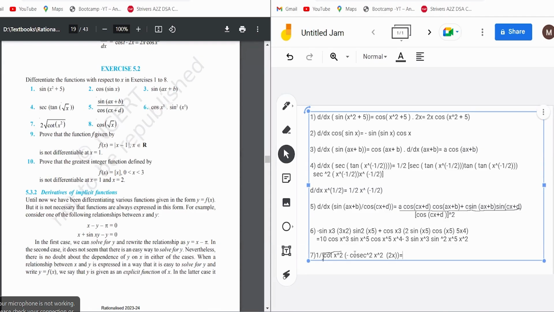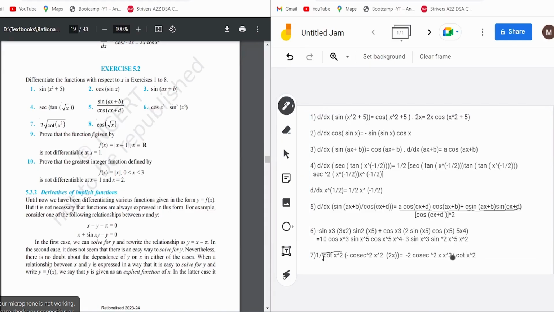And if I write it clearly, it would be minus 2 times cosec square x multiplied by x square into x, x square into x would be x cube, and divided by root of cot square x. Cot square x means cot of x square. इसका रूट बनाना पड़ेगा ना यहाँ पे. So let's make it.